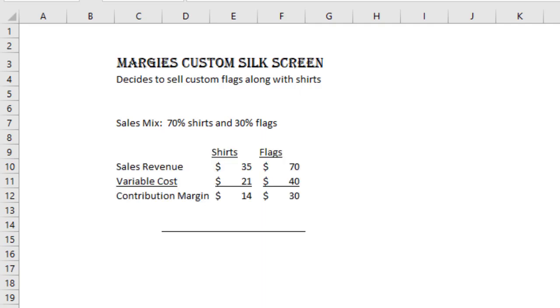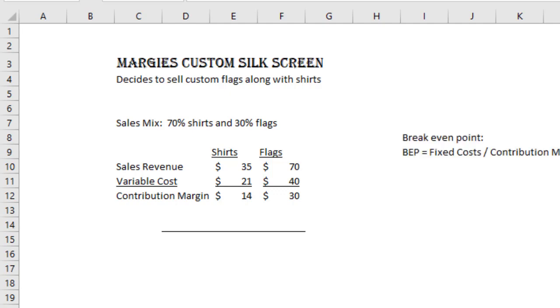So if she sells the shirts at $35 a piece, and then she has determined that her variable costs are going to be $21, she has a contribution margin of $14. So every shirt she sells, she has $14 left over to contribute to the fixed cost. The flags she can sell for $70. The variable costs are going to be higher. They're a lot larger. And so that's going to be $40 each flag for a contribution margin of $30.